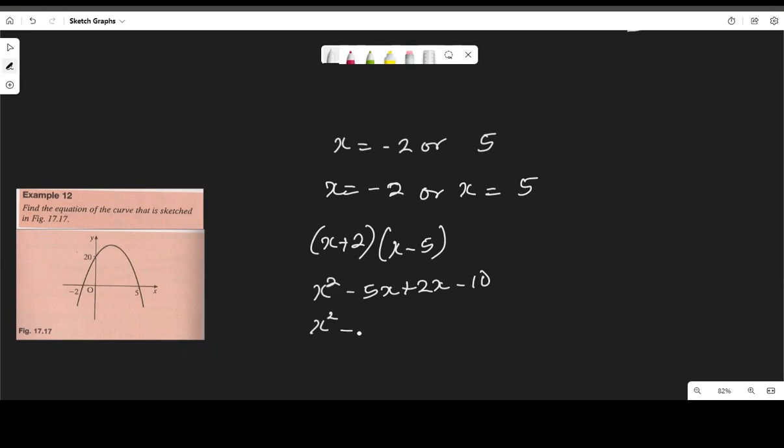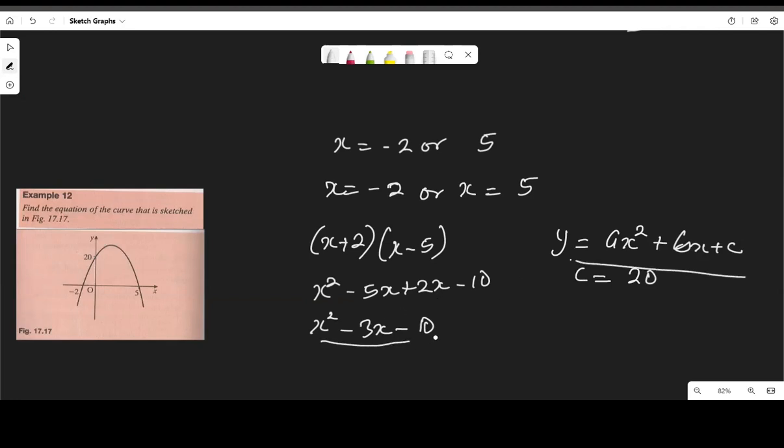You have x squared minus 3x minus 10. But we have a turning point here, which is 20. Recall that the equation that produced this graph is of the form y equals ax squared plus bx plus c. So in this case, looking at the graph, c is equal to 20. So if we compare this equation and this equation, we need to have 20 here also.